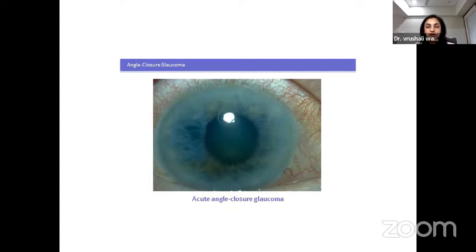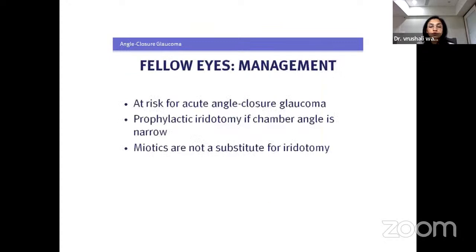Once the pressure decreases and the cornea is a little clearer, we should do a peripheral iridectomy with the help of a laser. Or if it is not possible to do a peripheral iridectomy with the laser, we can do a surgical PI. Not only that eye, but fellow eye management is also important in angle closure glaucoma. We can do a prophylactic iridotomy in the fellow eye also. Miotics are not a substitute to prevent an attack of angle closure glaucoma in the fellow eye.